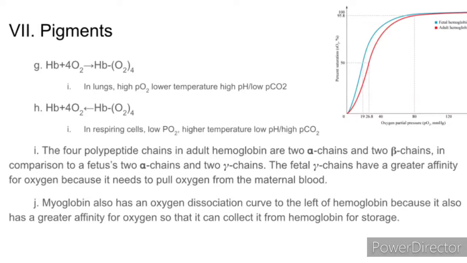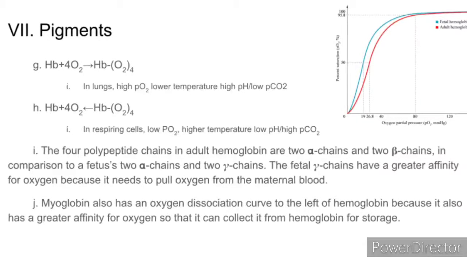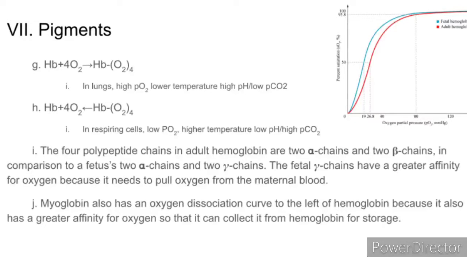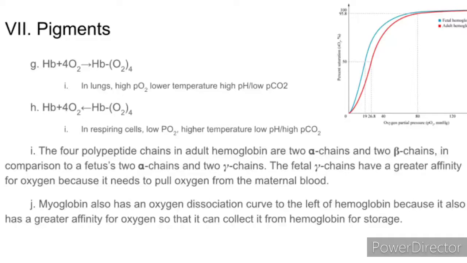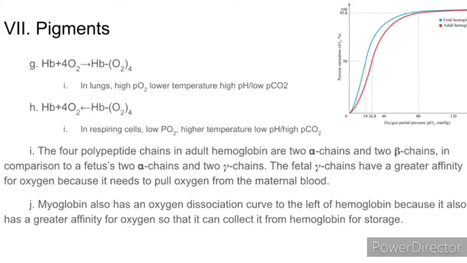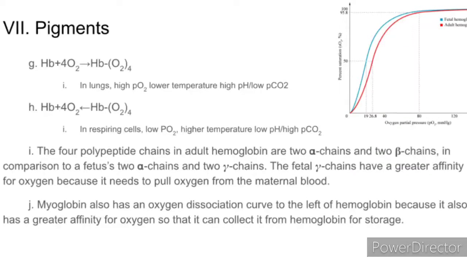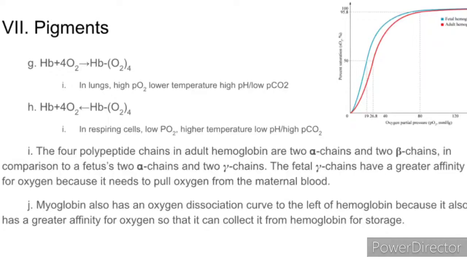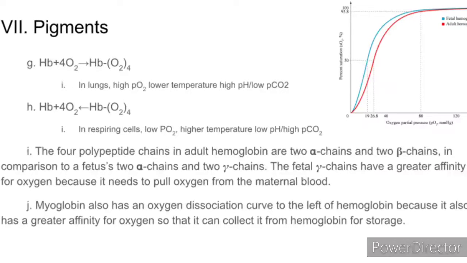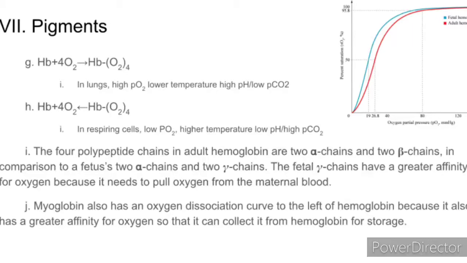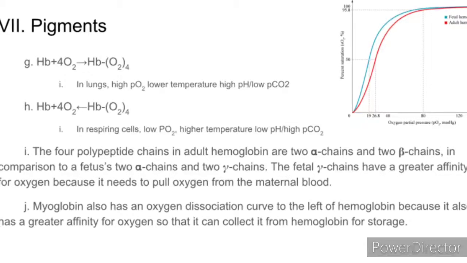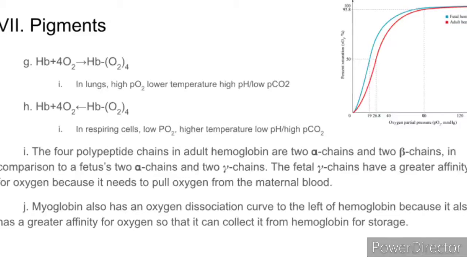The 4 polypeptide chains in adult hemoglobin are going to be 2 alpha chains and 2 beta chains, whereas in a fetus it's going to be 2 alpha chains and 2 gamma chains. The fetal gamma chain is going to have a greater affinity for oxygen, because it has to pull the oxygen from the maternal blood, because the fetus doesn't actually breathe, so it can't get oxygen other than from the maternal blood.